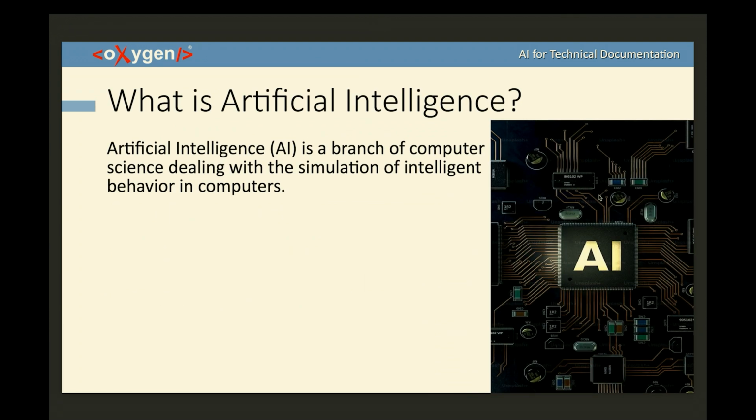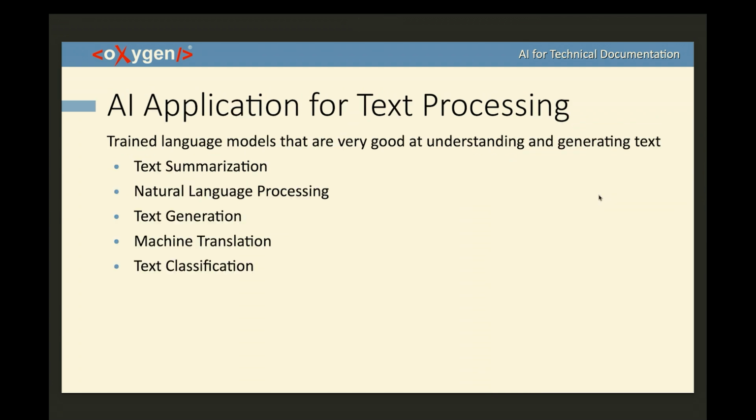So first of all, what is AI? It's a branch of computer science that deals with simulation of intelligent behavior in computers, and now it has been developed a lot. And for text processing, we have these large language models that can be used for text summarization, natural language processing, text generation, machine translation, also image generation. So probably everybody knows some LLMs that are doing stuff like processing text now.